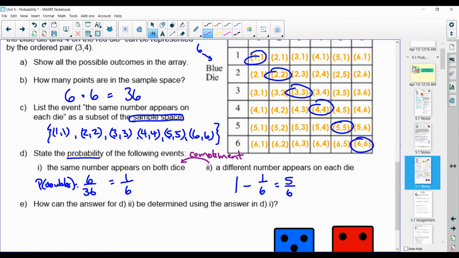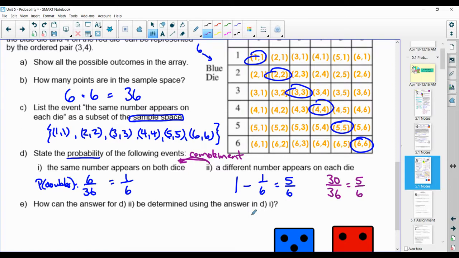All right, the last question says, how can the answer for D be determined from the answer for I? Well, we've just answered that. One is the complement of the other. So if we've got a sample space, we could have just counted this up and said, well, there are 30 out of 36 possibles, which reduces to 5 over 6, or we can use the complement. All right, so those are our probability questions for today.